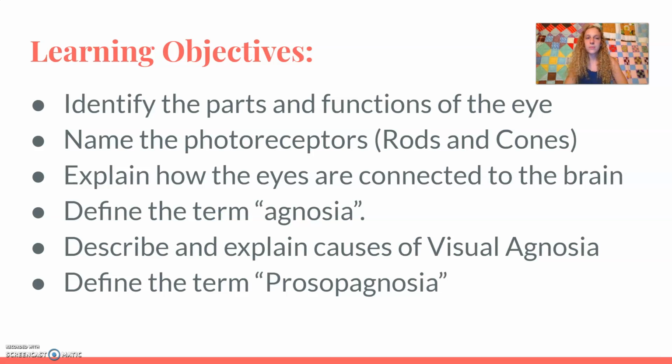We have a few learning objectives here today. As we have our short time together, we're going to identify the parts and functions of the eye, name the photoreceptors, which are the rods and cones, explain how the eyes are connected to the brain, define the term agnosia, describe and explain causes of visual agnosia, and define the term prosopagnosia. That's a mouthful.